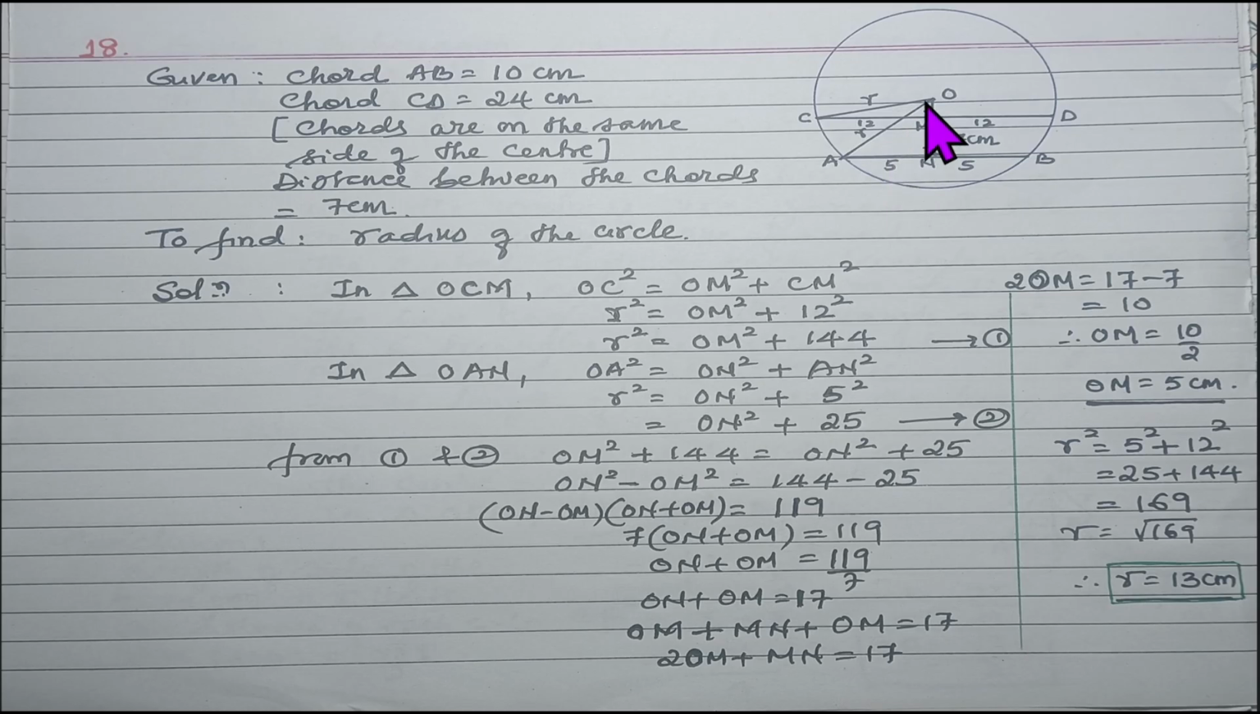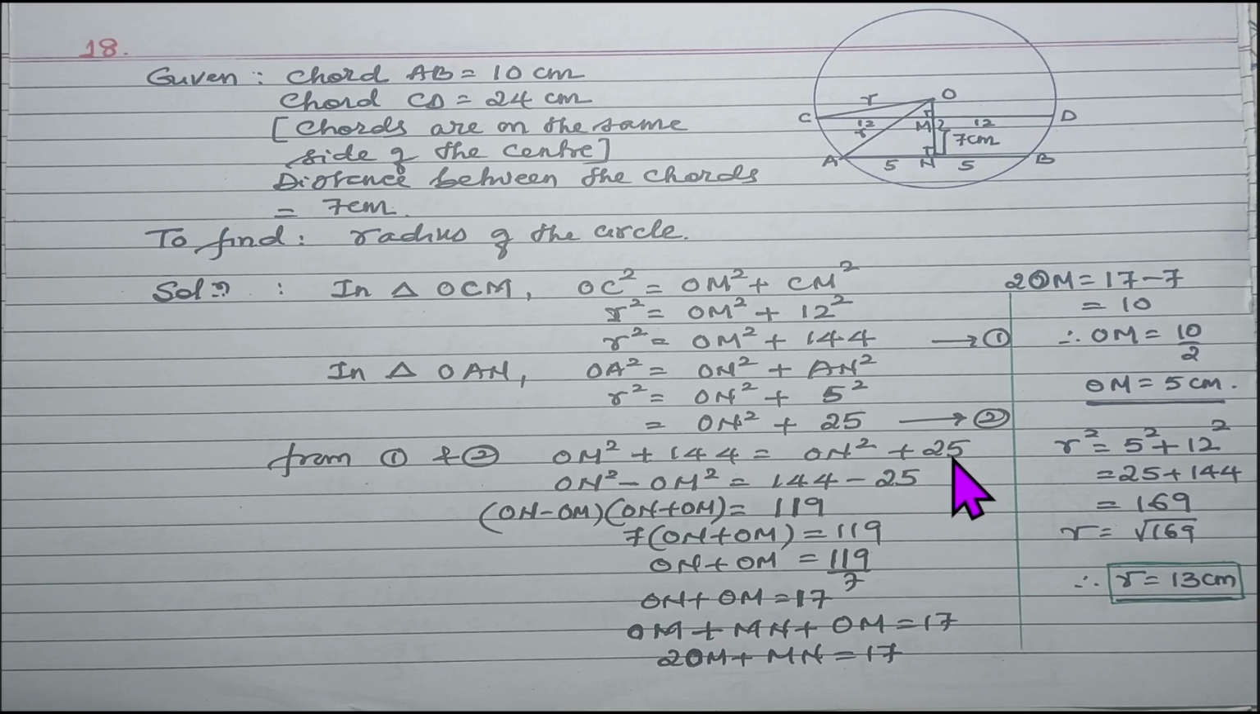Now if you take the second triangle, triangle OAN, then OA square is equal to ON square plus AN square. But AN is 5, therefore OA square, which is R square, is equal to 25 plus ON square. Now that is equation number 2. So we have got two equations where LHS is R square. So equating RHS, we get OM square plus 144 is equal to ON square plus 25.